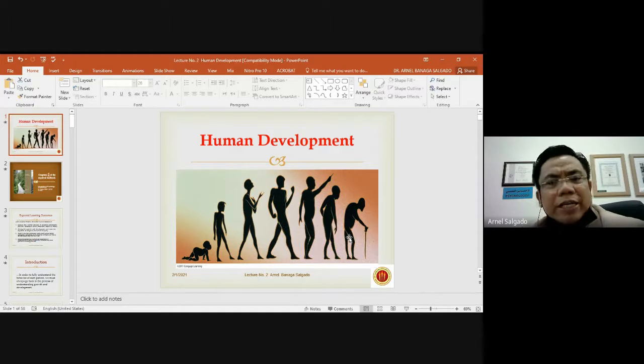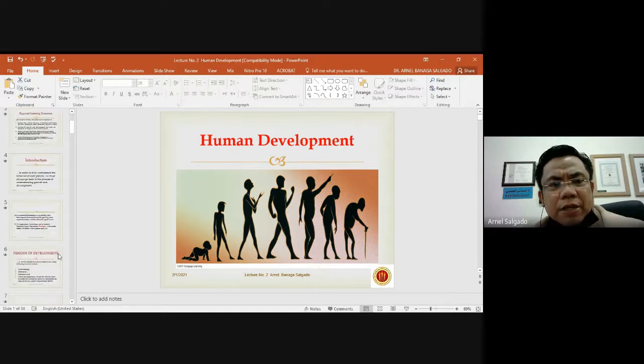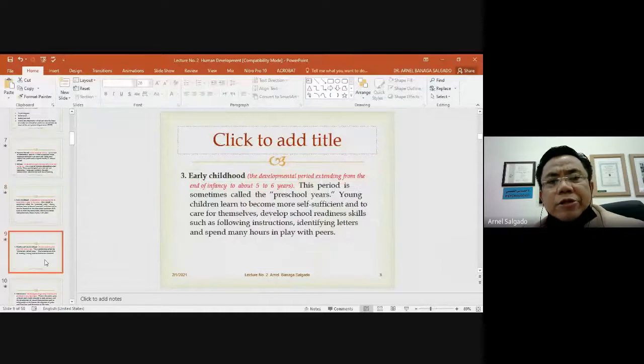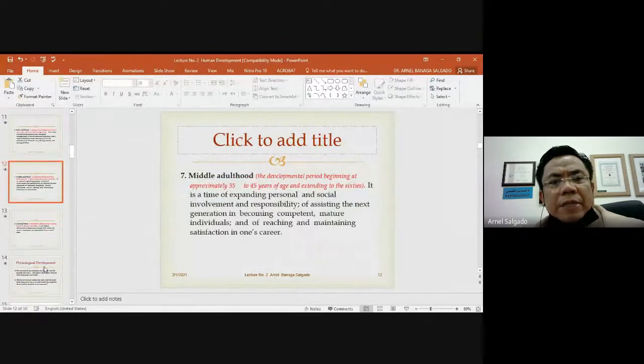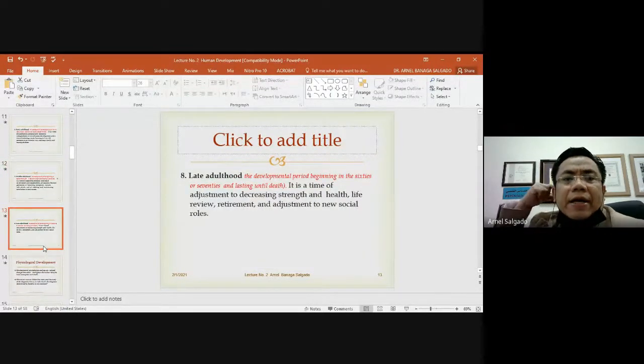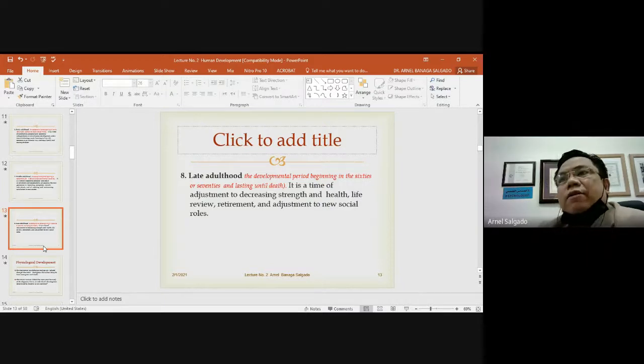If you're going to look on the latest period, that is actually on your late adulthood, what is actually going to happen is very sad. No? Why? This is a time for adjustment of your decreasing strength and health. You will be complaining about your health already. You will be complaining about the decrease of your strength already. You cannot do anymore the things that we were doing earlier. I am telling you, everybody will reach this stage.